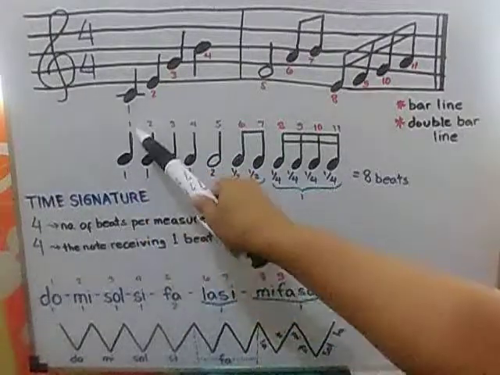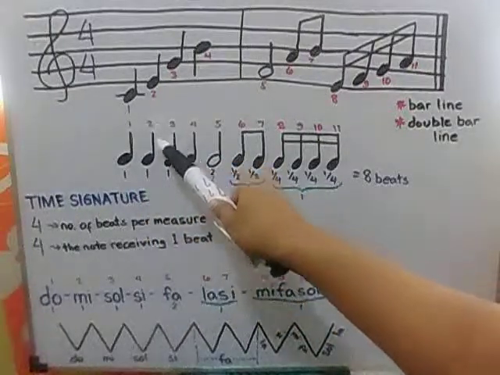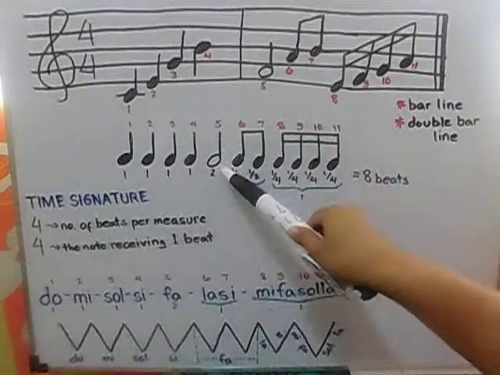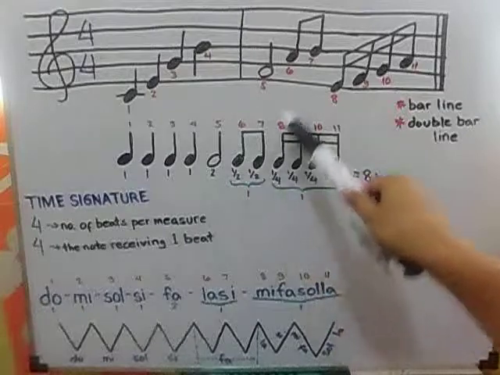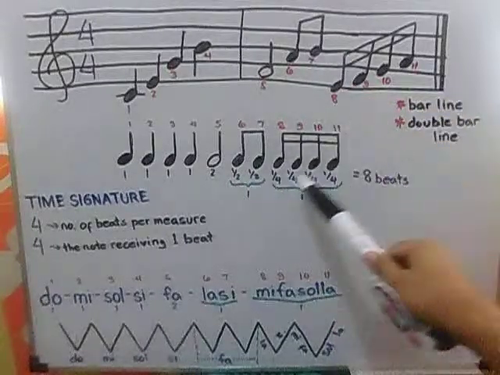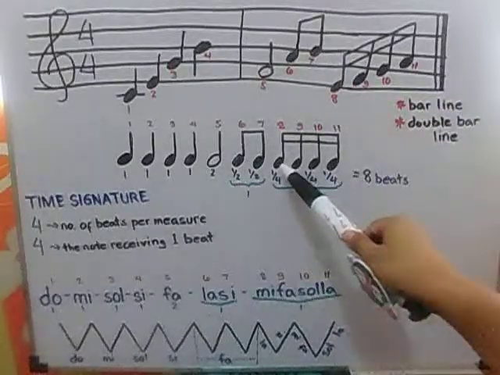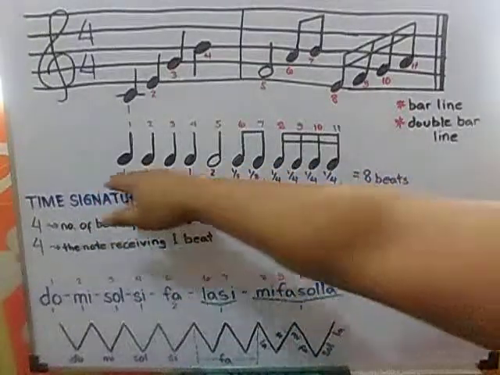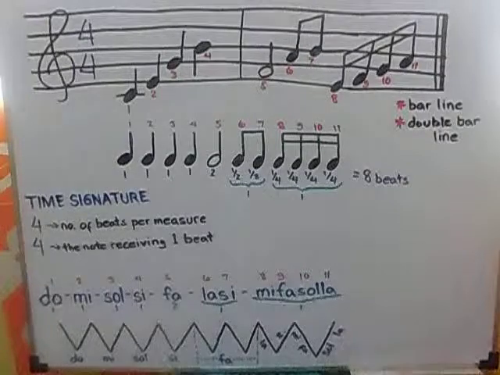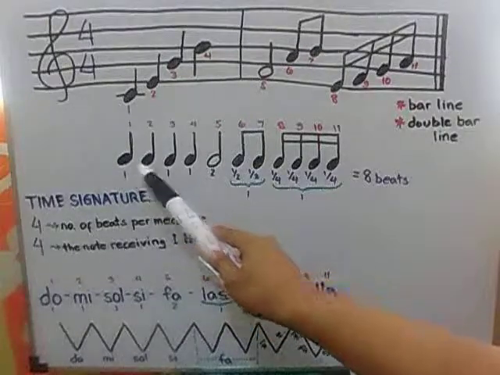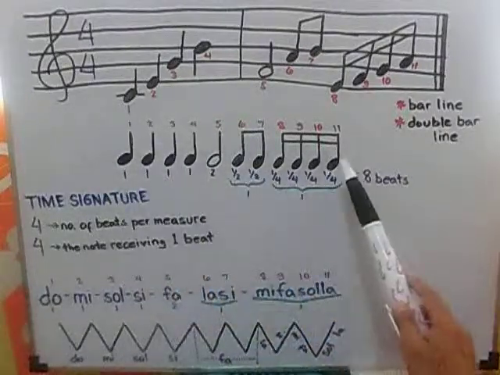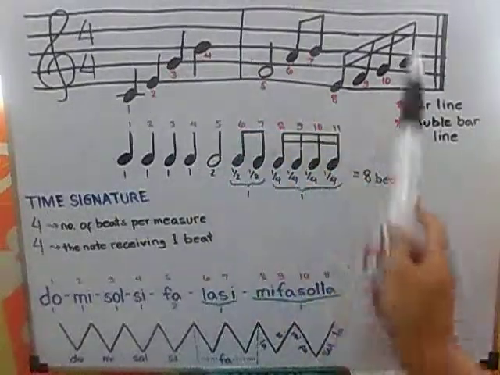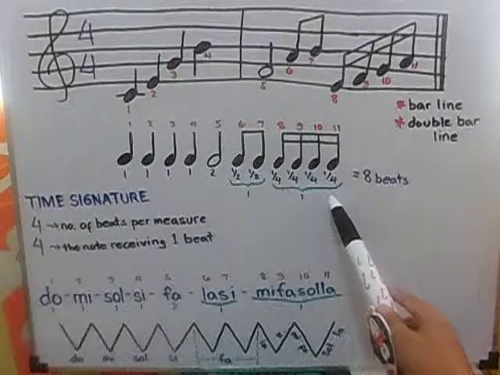Note number 1 is a quarter. Note number 2 is a quarter. Note number 5 is a half. 6 and 7 are eighth notes, and 8 to 11 are 16th notes. Within this sequence, we do the clapping. But first, let's do the tararara, the one we did in the previous lessons.